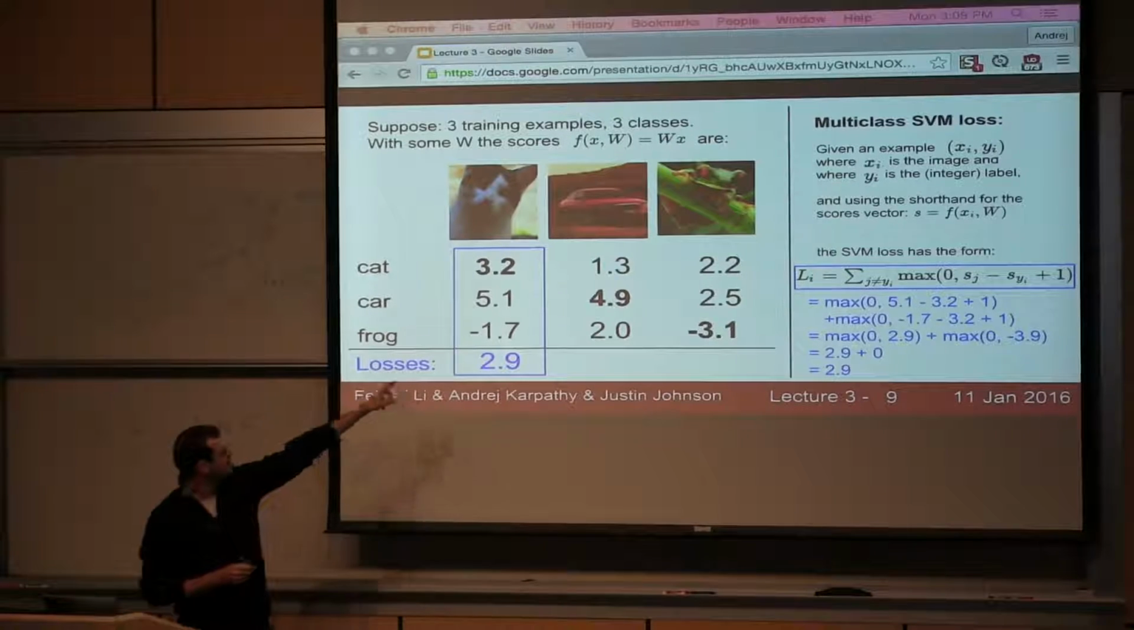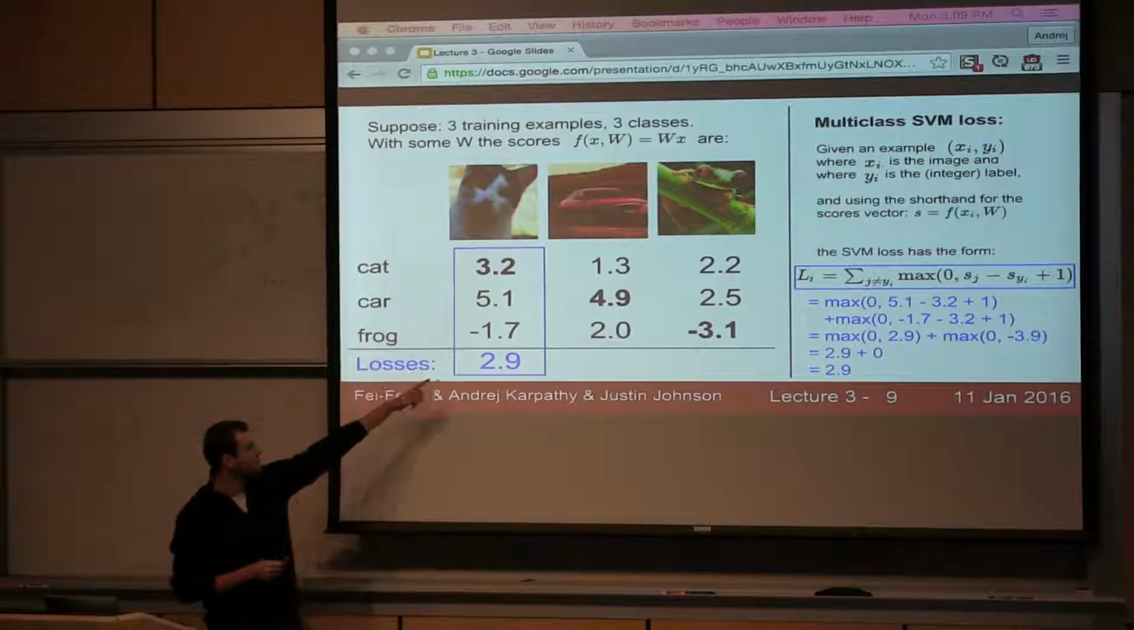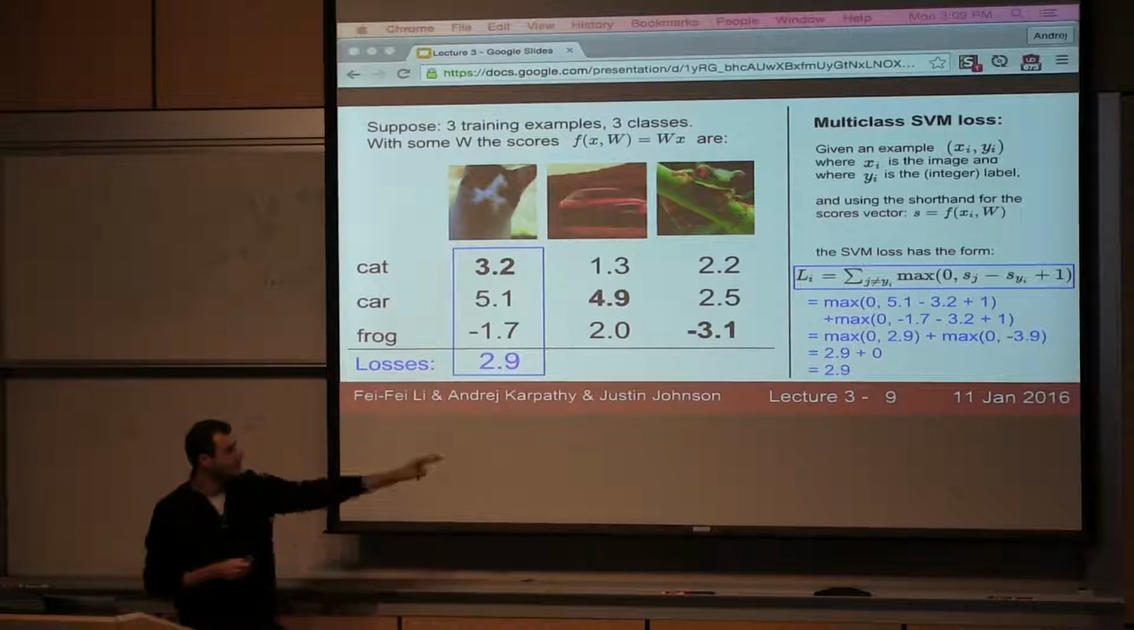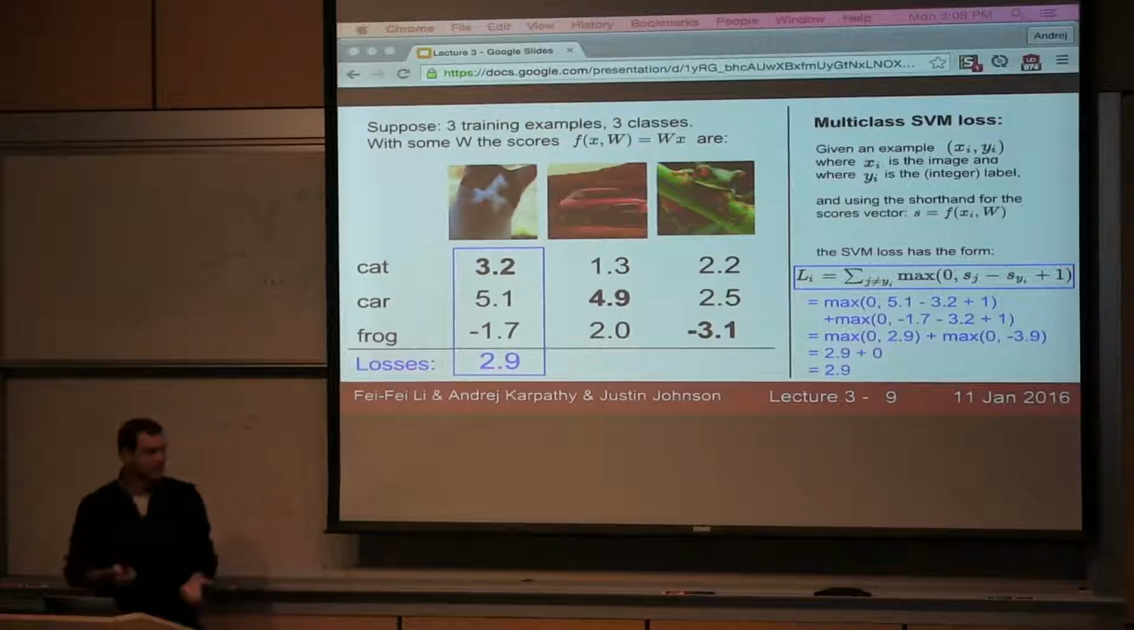So if you see for the second class score, the incorrect class of frog, negative 1.7, subtracted from 3.2, add a safety margin, and we get negative 3.9. And then when you work this through, you get a loss of 2.9.